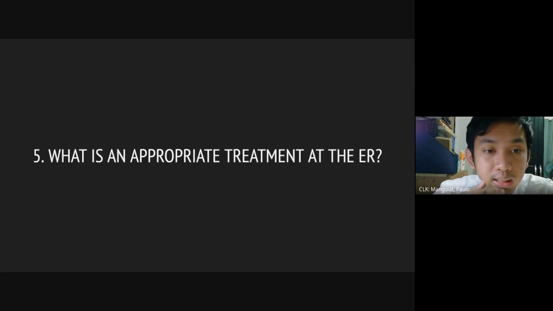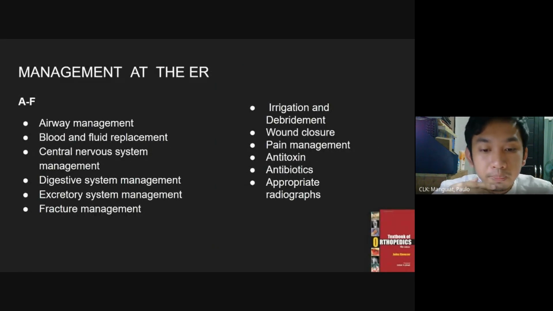So first, what is an appropriate treatment at the emergency room? Actually, when we are talking about the emergency care of the injured patient, it is composed of three parts. First is the first aid, then next is the modus operandi in first aid and management at the hospital. So let us assume that our patient is already at the hospital.